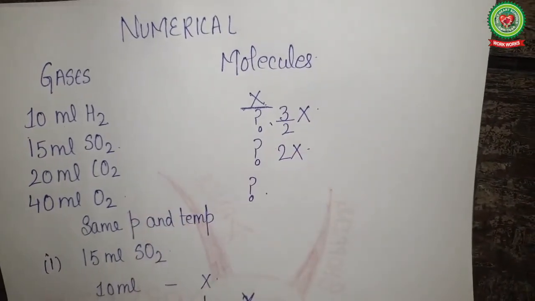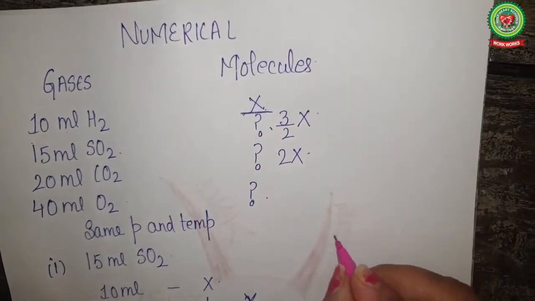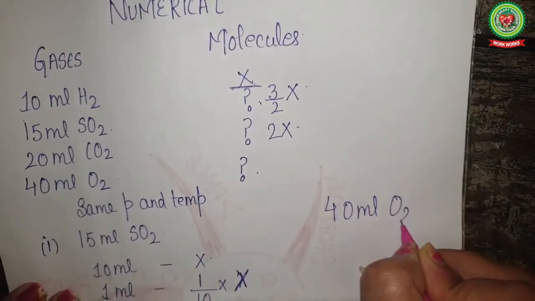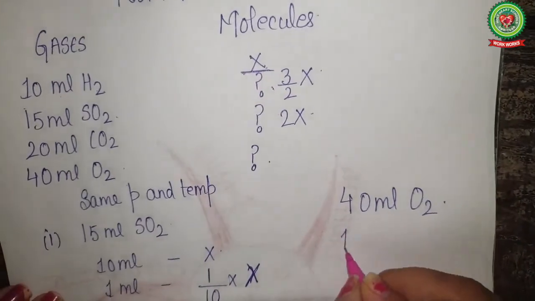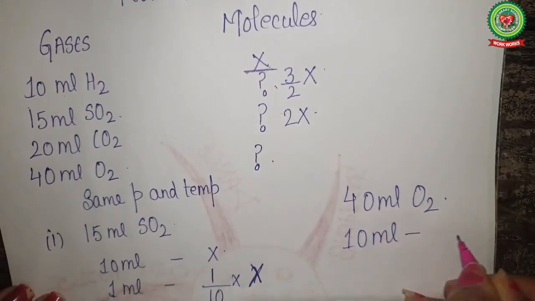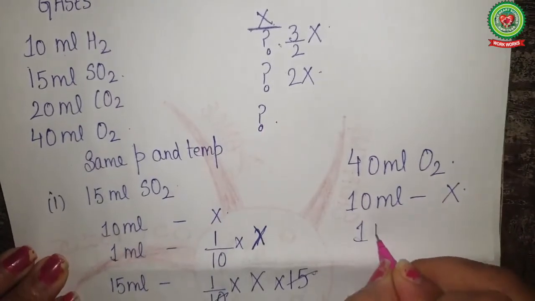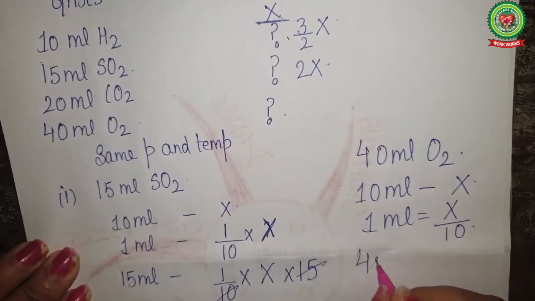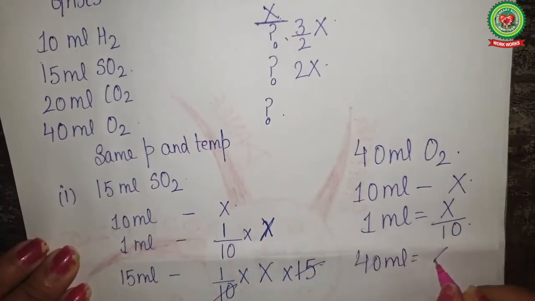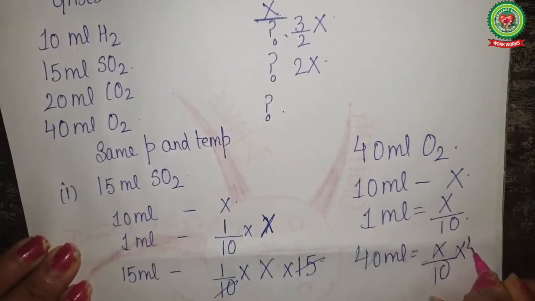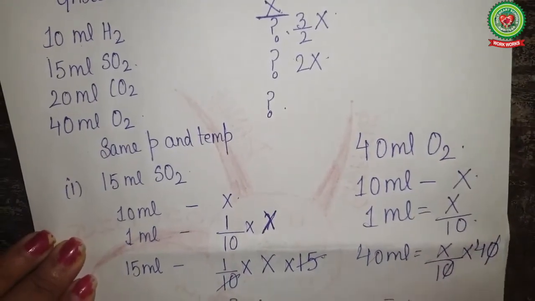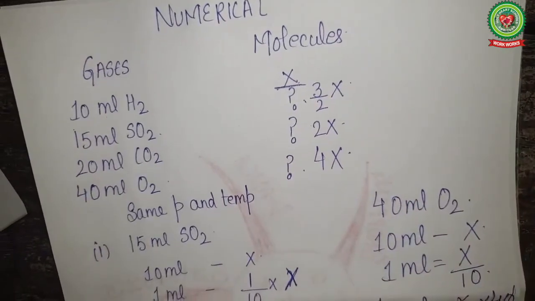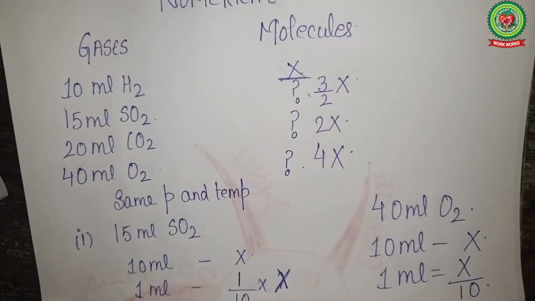Similarly, we will calculate the molecules in 40 ml of O2. 10 ml is equal to X, so 1 ml is equal to X/10, and 40 ml is equal to X/10 into 40. On cancelling you will get 4X. By this method you can solve the numericals based on Avogadro's law.